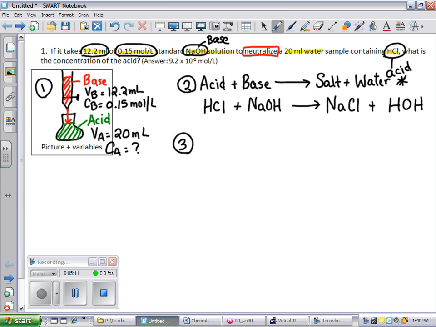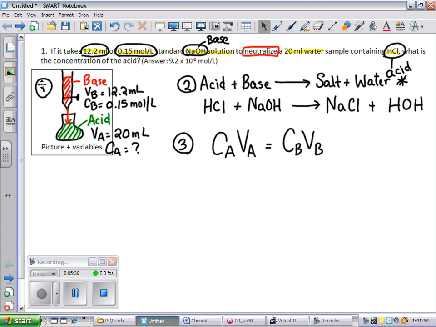solve this problem. So the one you learned in class is that the concentration of the acid times the volume of the acid, so acids go together, equals the concentration of the base times the volume of the base. Remember, this equation only works when you have one-to-one ratios of acids and bases reacting, which is always the case in Science 30, but might not work in your other science classes.